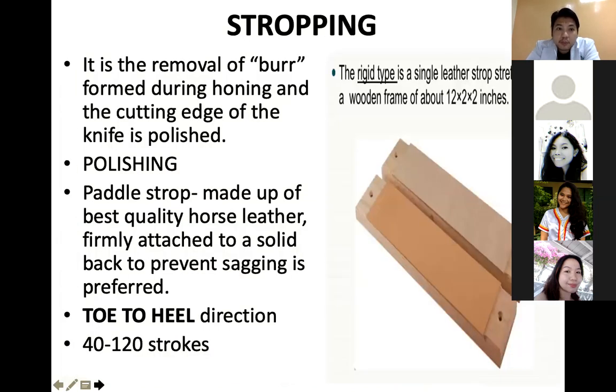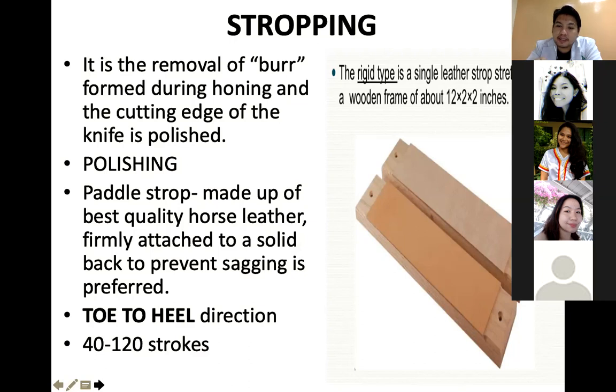Next is stropping. Stropping is the removal of burr formed during honing, and the cutting edge of the knife is polished. So after honing, class, meron siya mga parang dust made out of the burr formed during honing. So kakaroon ng mga dusty appearance yung ating knife. So to remove that, we're going to strop or perform stropping. Stropping is also known as polishing. Okay? So what do we use? Okay, we use a paddle strap. Okay, a paddle strap made up of best quality horse leather firmly attached to a solid back to prevent sagging is preferred.